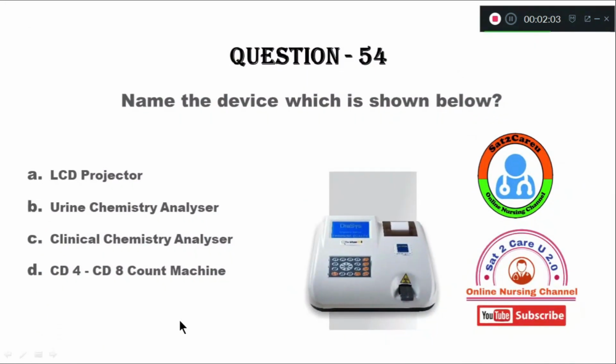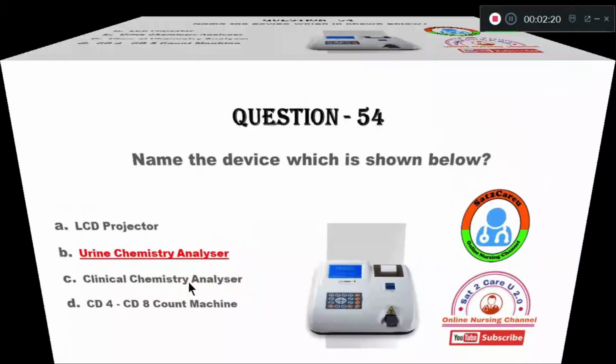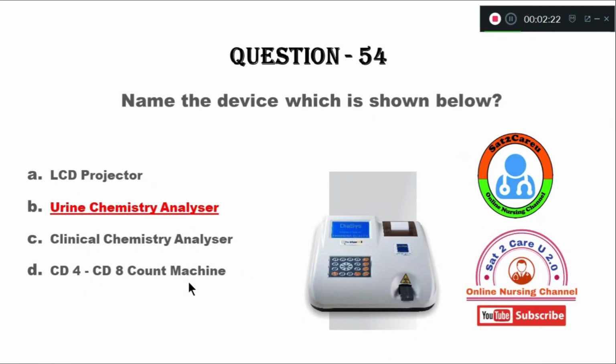Question number 54. The device which you are seeing in this image. Option A, LCD projector. B, urine chemistry analyzer. Option C, chemical chemistry analyzer. Option D, CD4 CD8 count machine. So this machine is option B, urine chemistry analyzer.